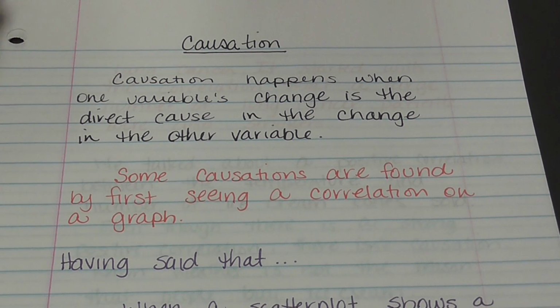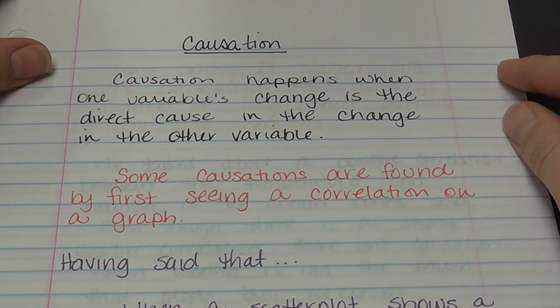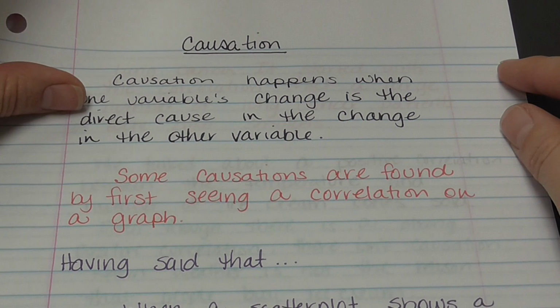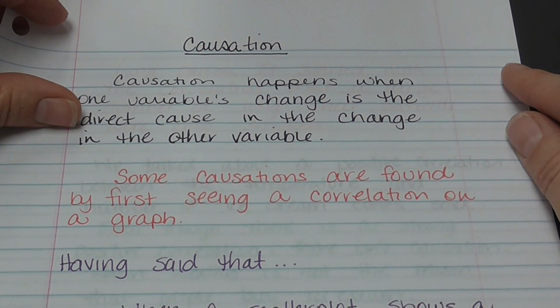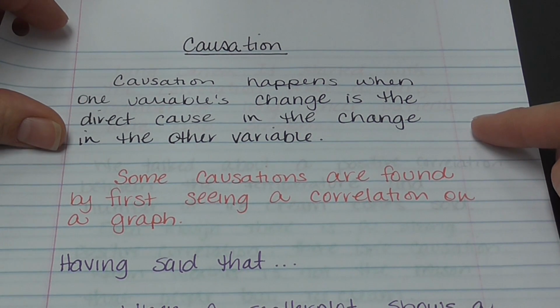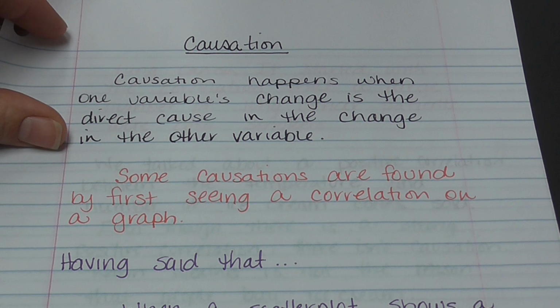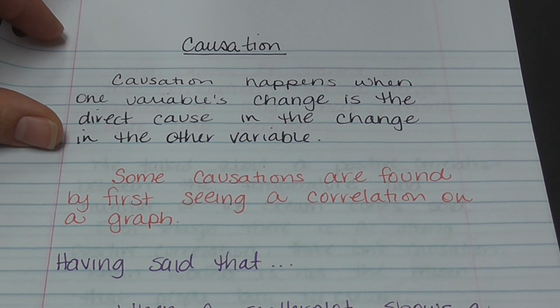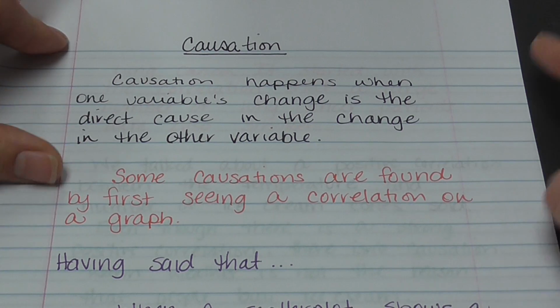So after talking about correlation, we're going to talk about causation. Causation happens when one variable's change is the direct cause in the change in the other variable. So when one variable causes something else to change. If you were to compare age and height, for example, typically the older someone gets, the taller they get. Therefore, the age causes a change in height.